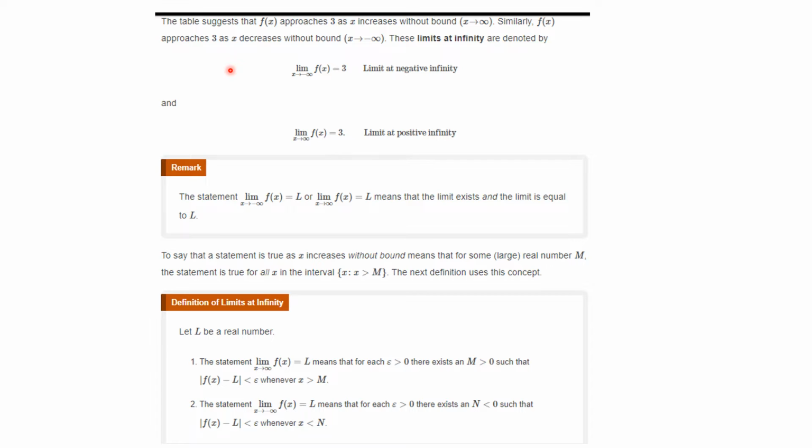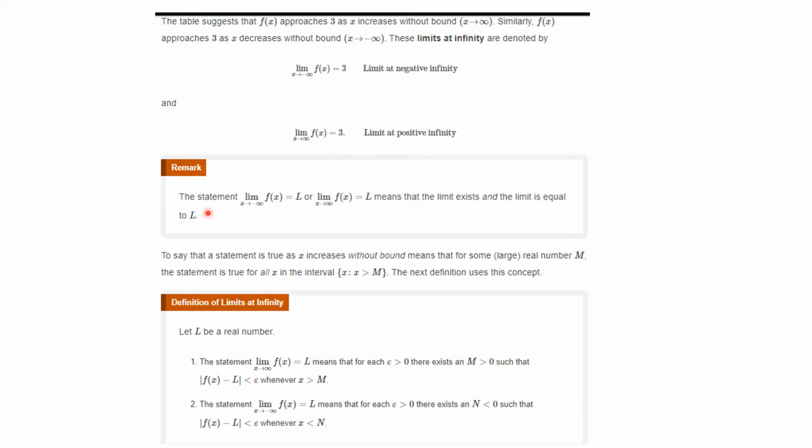Now the table suggests that f approaches 3 as x increases without bound, as x tends to infinity. And similarly, f of x approaches 3 as x decreases without bound, as x tends to minus infinity. These limits at infinity are denoted by, and we will write it this way, the limit as x tends to minus infinity of f of x equals 3. That's the limit at minus infinity, or at negative infinity. And the limit as x tends to infinity of f of x is equal to 3. Notice we don't write the plus sign all the time; we can write it or not. And that's the limit at positive infinity.